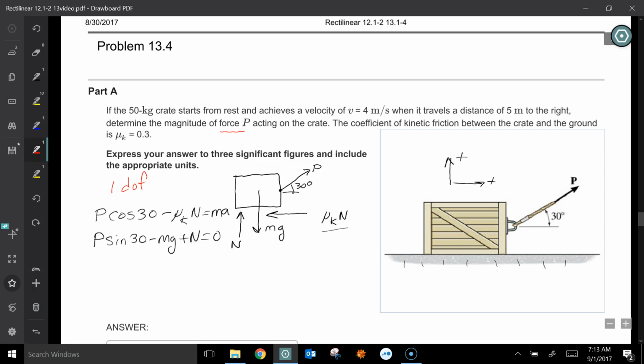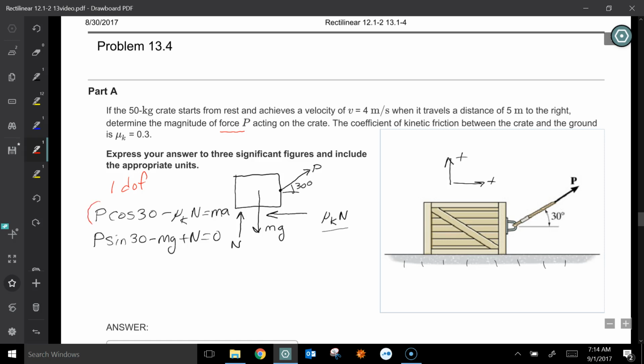And then the second equation is the summation of forces in the vertical direction, up being positive. So the P force is pulling up, so that's why it's a positive. Gravity is pulling down, that's why it's negative. The normal pushes up. In this particular case, there's no motion vertically, and that's why the acceleration vertically is equal to 0.